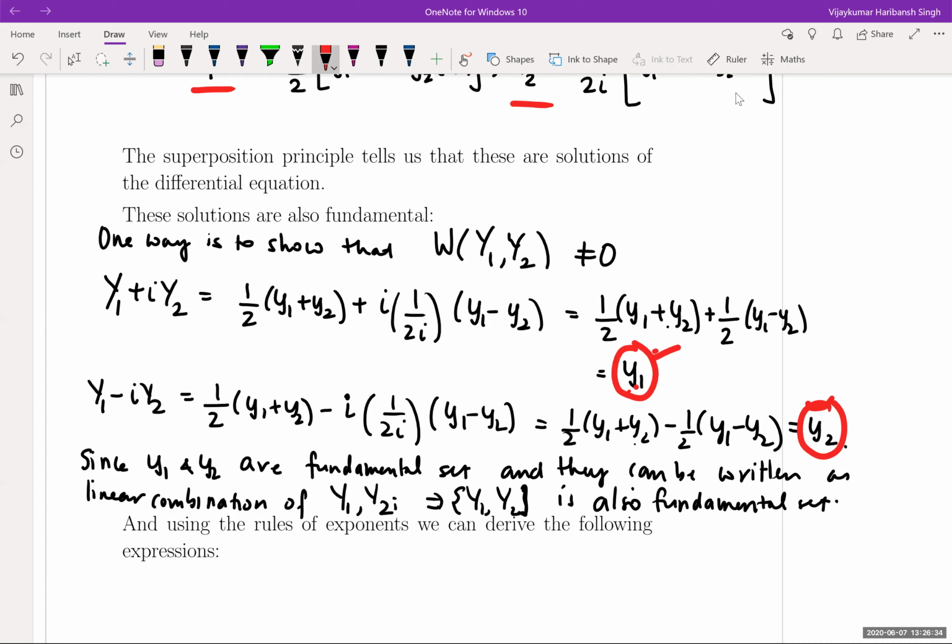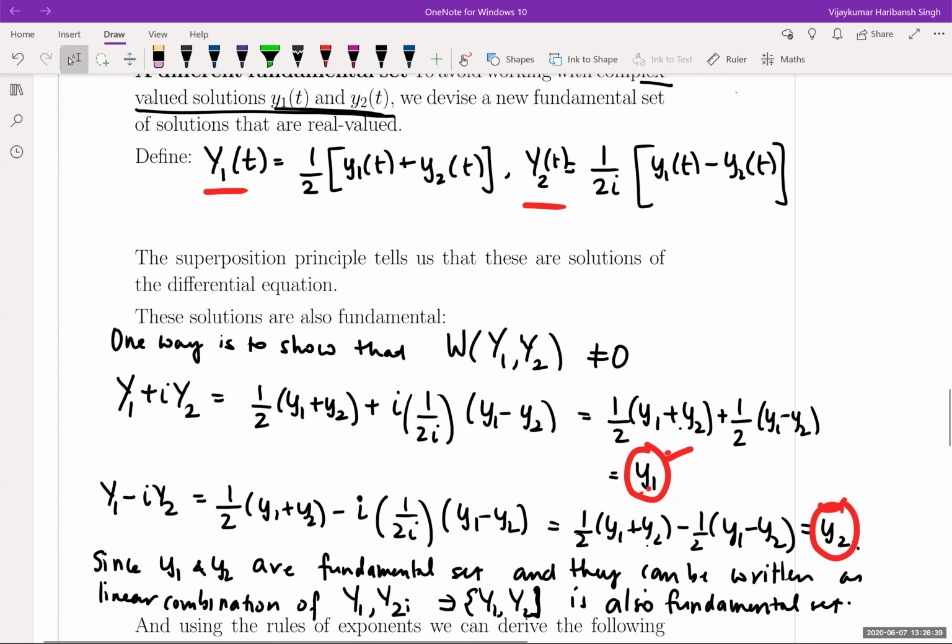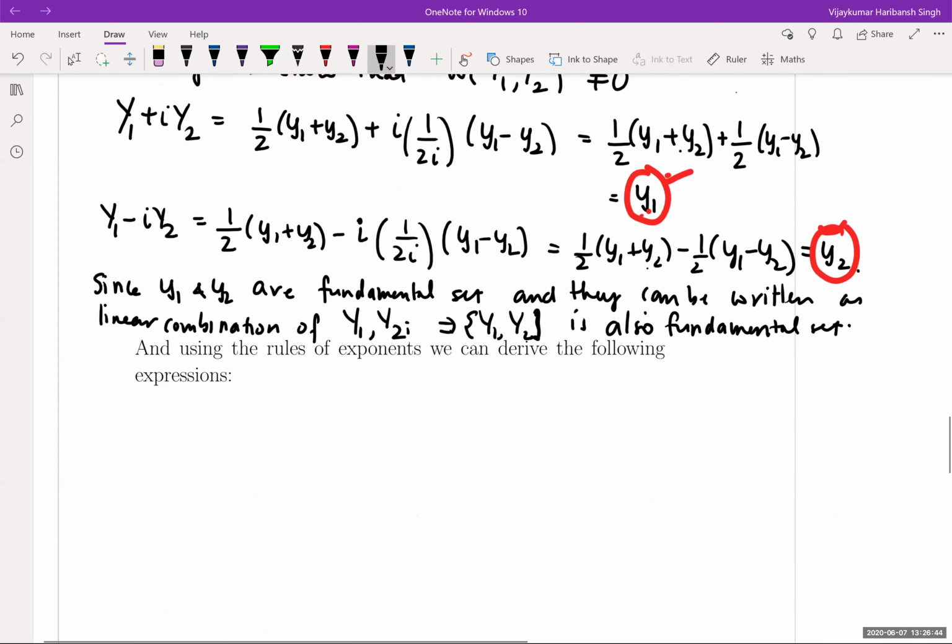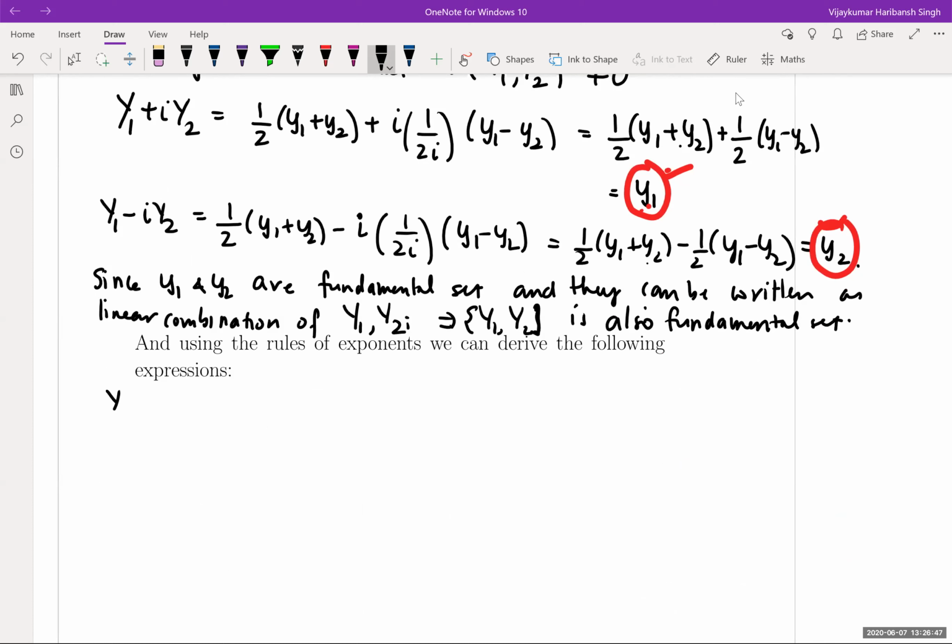Now, let's see, why did we do this? We did this because the solution becomes real. So we should check that. Let's look at y1 first. Does it really become a real solution? So note that you had this as e to the power lambda plus i mu t plus e to the power lambda minus i mu t.